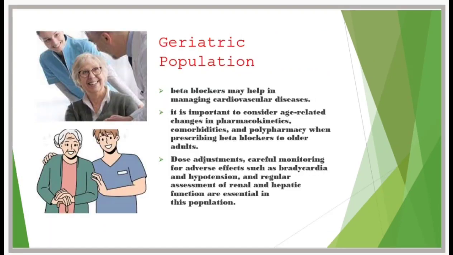Beta blockers are commonly used in the geriatric population for various indications, including hypertension, heart failure, and arrhythmias. In this population, beta blockers may help in managing cardiovascular diseases. However, it is important to consider age-related changes in pharmacokinetics, comorbidities, and polypharmacy when prescribing beta blockers to older adults. Dose adjustments, careful monitoring for adverse effects such as bradycardia and hypotension, and regular assessment of renal and hepatic function are essential in this population.